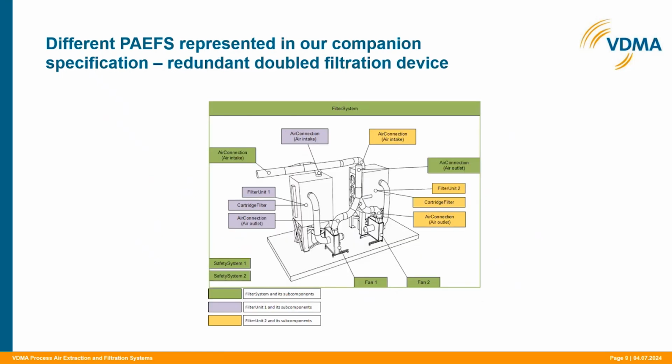The next one is an extraction and filtration system that is created in a redundant way, meaning you've got 2 air intake connections, 2 cartridge filter systems, 2 blowers incorporated in the system, and a single exhaust air connection. So this system is set up in a very different way compared to the system we had beforehand. Also, the number of subsystems is different.